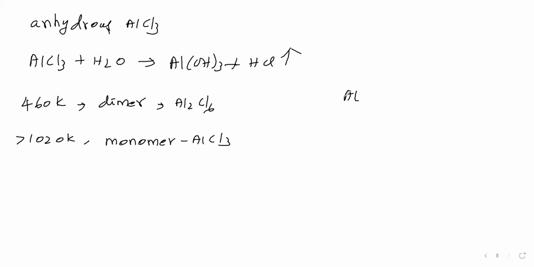Now, we take AlCl3, and another AlCl3. This aluminum has a vacant orbital. We know aluminum has a vacant orbital. Chlorine has a lone pair. Between them, a dative bond is possible. Since it has a lone pair and a vacant orbital, a dative bond is possible.